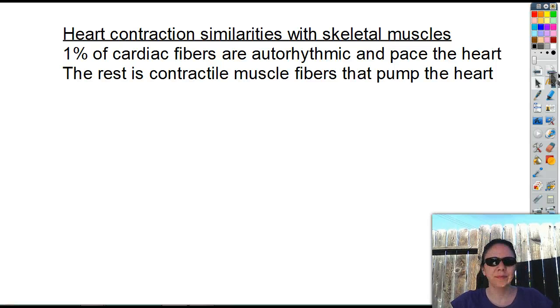Yes. So 1% of the heart muscles are autorhythmic, and none of your skeletal muscles are, and they help to pace the heart. They make sure that your heart's going at a good rhythm, not too fast, not too slow. You can have higher and lower heartbeats. It's called tachycardia and bradycardia.